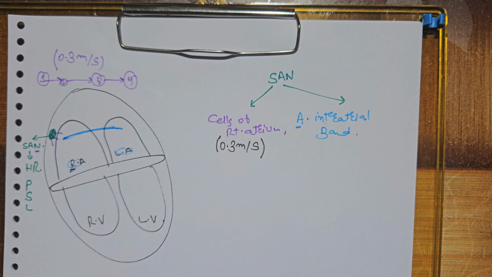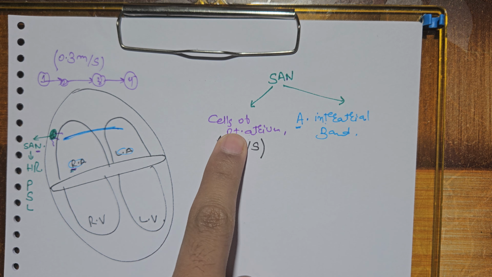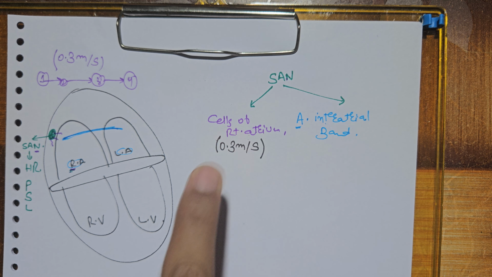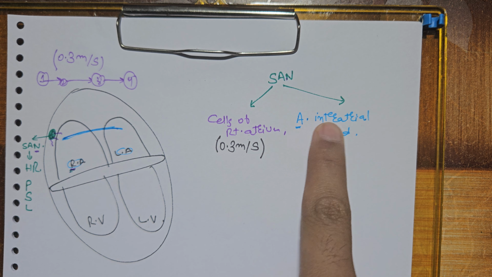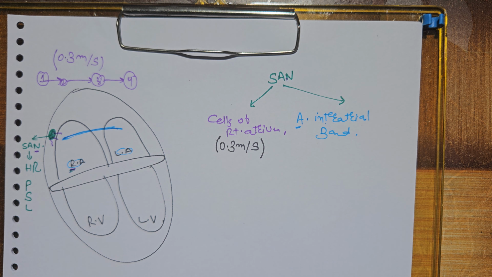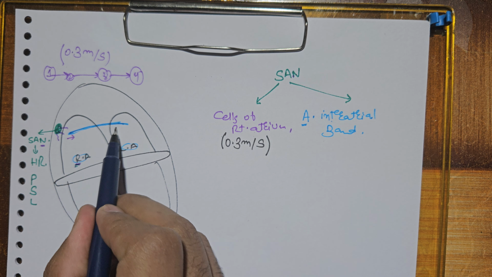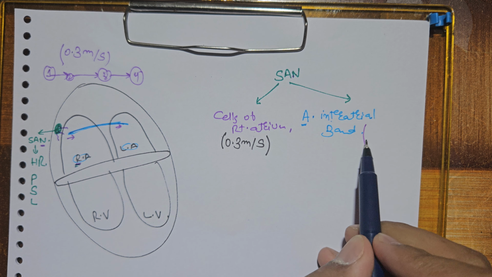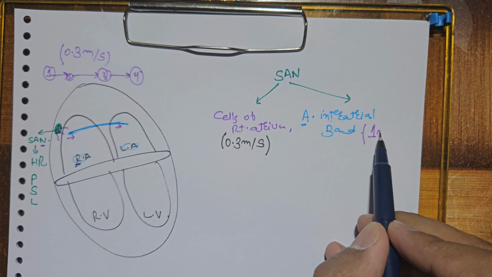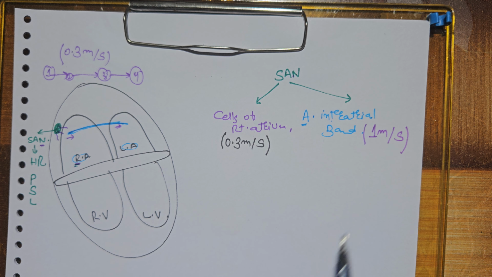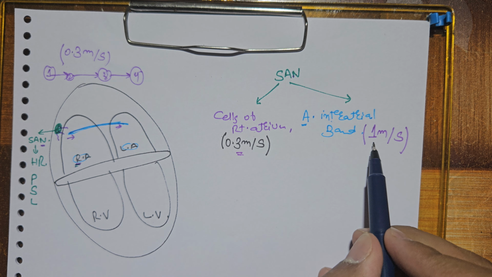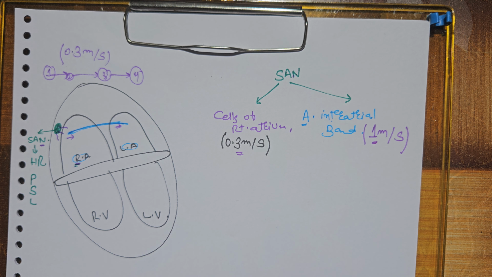So when the impulses are generated in SA node, they go to the cells of the right atrium. The impulses also go to the anterior interatrial band, and because of this band, impulses travel from right atrium to the left atrium. But here is a catch: the speed of the impulse in the anterior interatrial band is 1 meter per second. So speed in cells is 0.3 meter per second, but speed in anterior interatrial band is 1 meter per second.